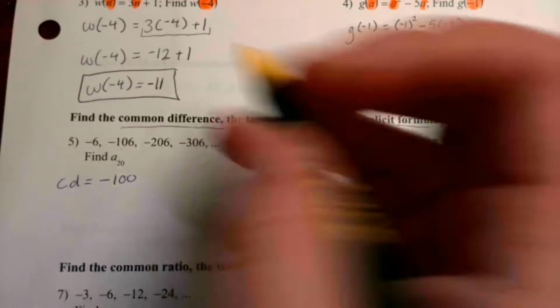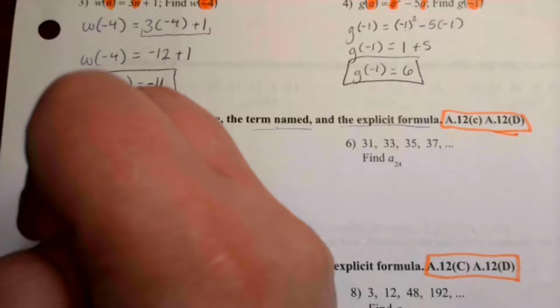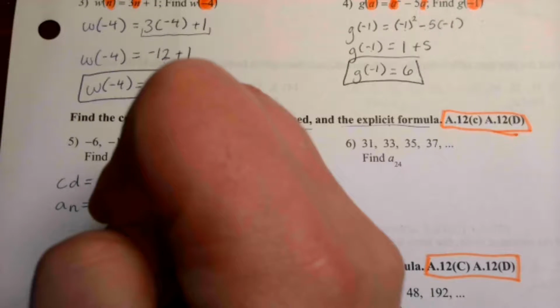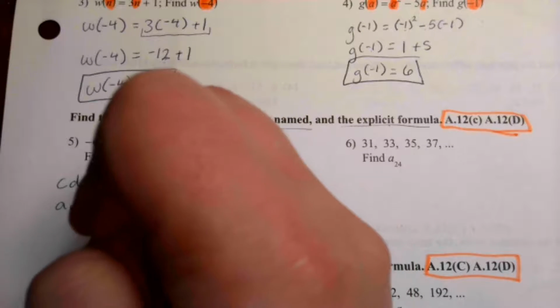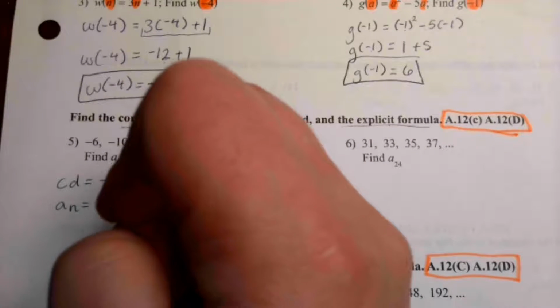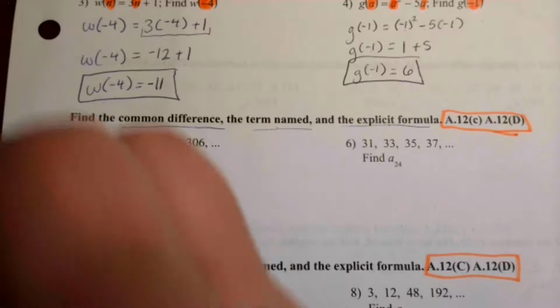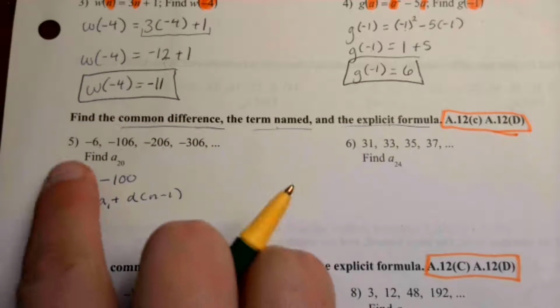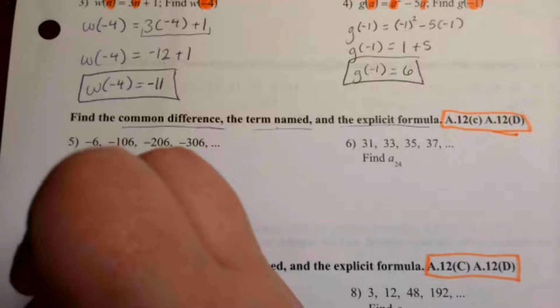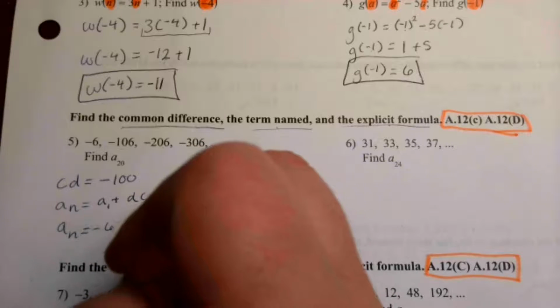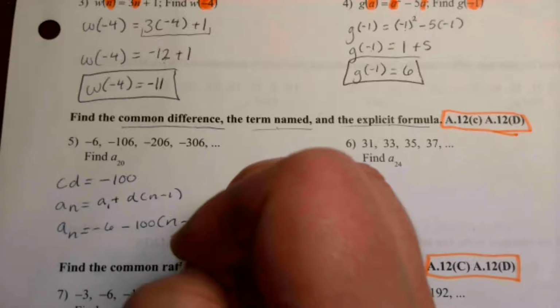My explicit formula is a sub n equals a1 plus d times n minus 1. That's your explicit formula every single time. And we just plug in what we have. A sub n equals -6 minus 100 times n minus 1.